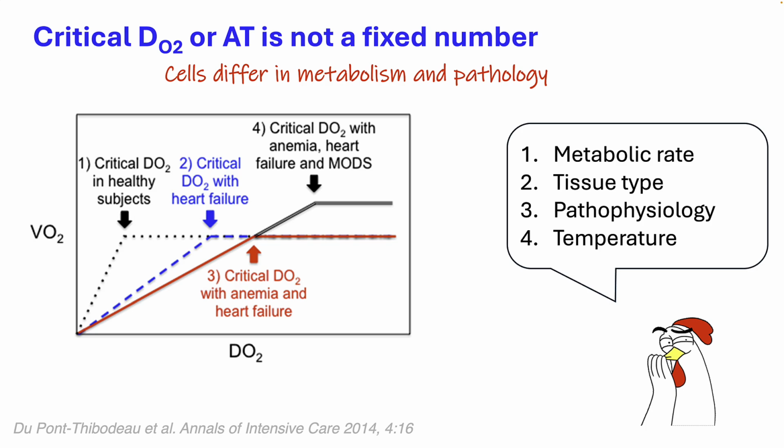One of the other things to ponder is that critical DO2 or anaerobic threshold is not a fixed number. Different cells have different rates of metabolism and pathologies affect this differently. So for example, in this figure, you can see the critical DO2 in a healthy subject, which is different with different diseases. So processes like heart failure or anemia would increase your anaerobic threshold, and pathologies like organ failures will also make the anaerobic threshold higher. So your lactate production can start earlier than what would be expected in a normal person. This threshold depends upon the metabolic rate, tissue type, pathophysiology, and the temperature of the organ.